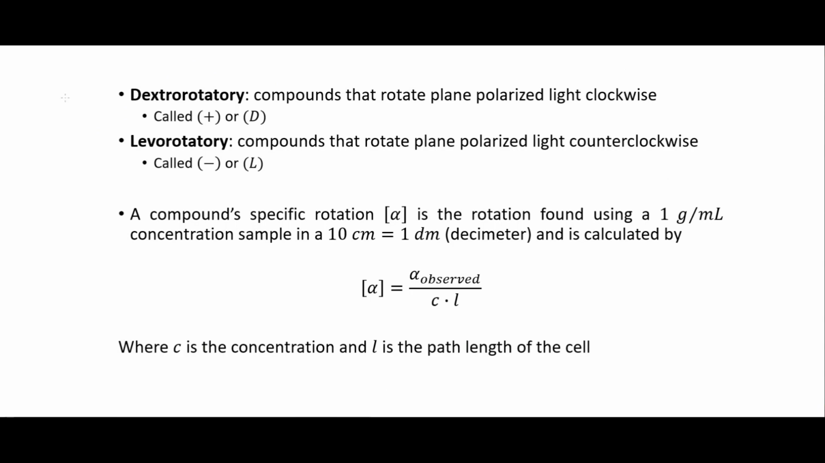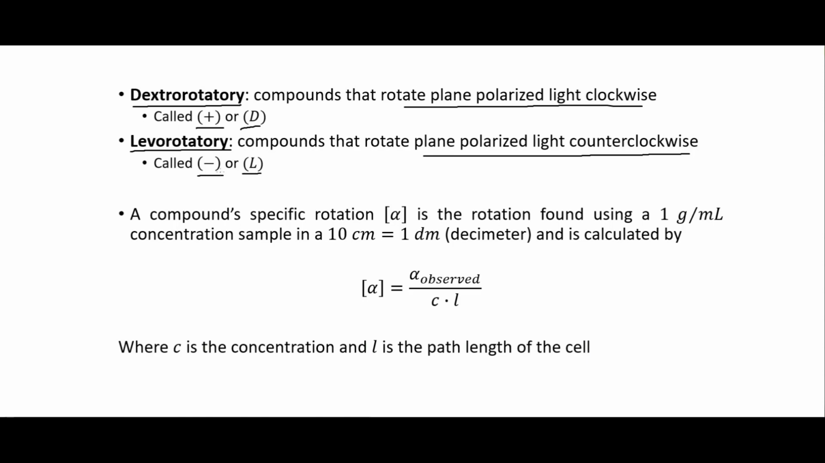And so I said we use this D and L convention here, and the D means dextrorotatory, and so these are compounds that rotate plane polarized light clockwise, and we have levorotatory, which are compounds that rotate plane polarized light counterclockwise. And so the dextrorotatory we call D, or a lot of times you see it as plus, whereas levorotatory is L, and a lot of times you see it as negative.